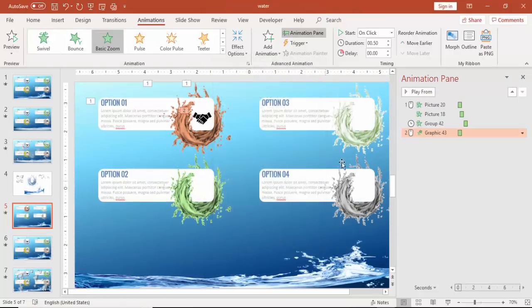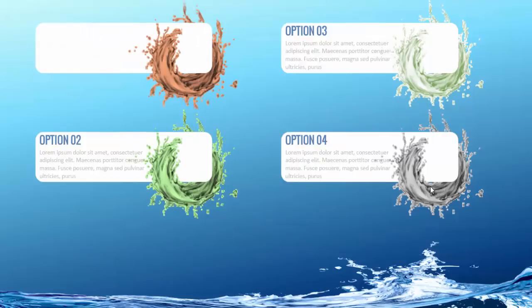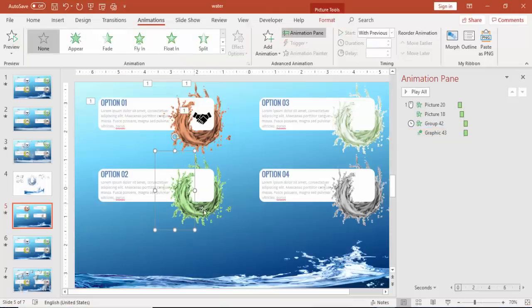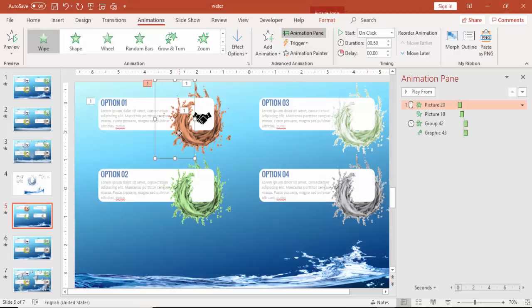Select basic zoom, and this also should happen with previous. So let's see. Okay. Now you have to just copy the animation to all the other objects using the animation painter. So I'm just going to select the animation painter and apply it here.